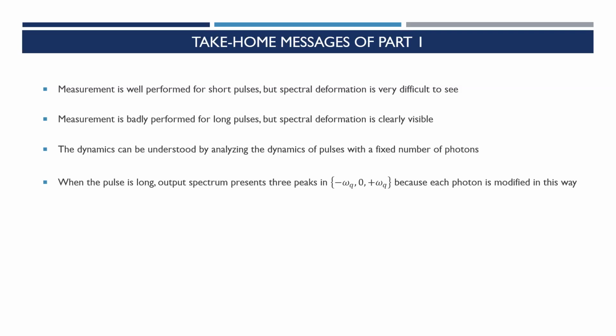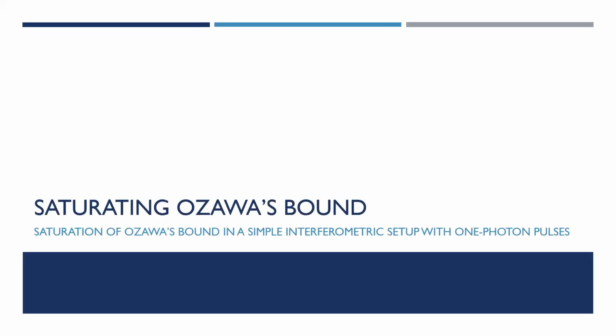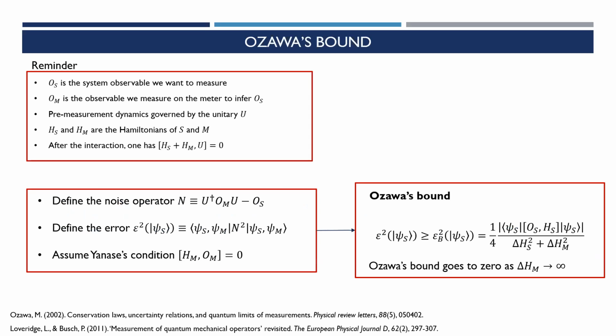So this is the recap of this first part. Okay. So now I go on to the other thing, which is connected. But so, Ozawa's bound. I put here a reminder with the notation from the slides on the Wigner-Araki-Yanase theorem, and I speak a bit about this Ozawa's bound.